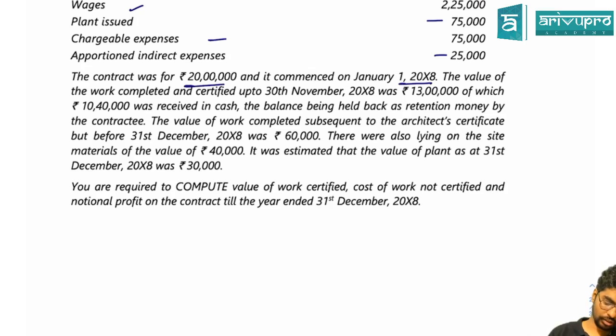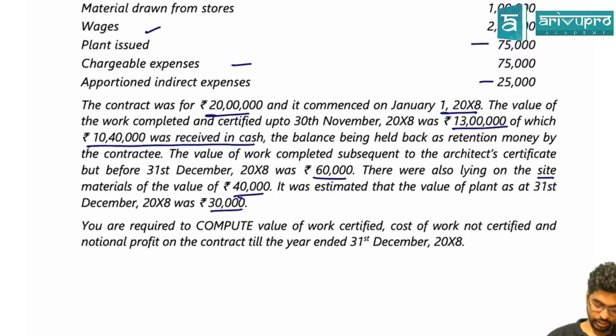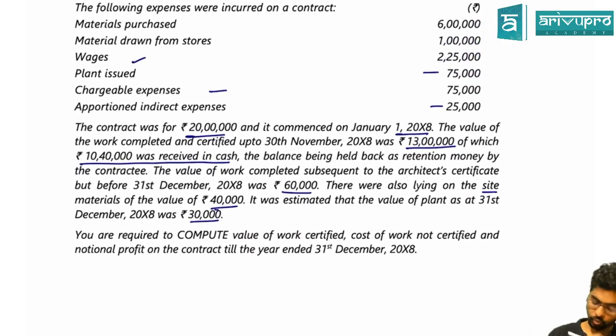The value of the contract completed was 13 lakh, of which 10 lakh 40,000 was received in cash. The balance was held in the retention money. The value of the work not certified was 60,000. There was also site material lying of 40,000. The estimated value of the plant was 30 lakh. You are required to calculate the value of the work certified, cost of work not certified, and the notional profit on the contract. Forget all of these things given.